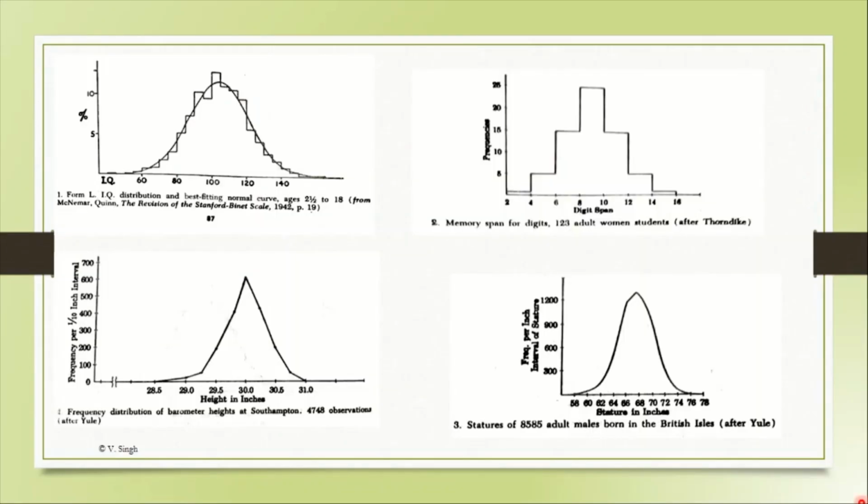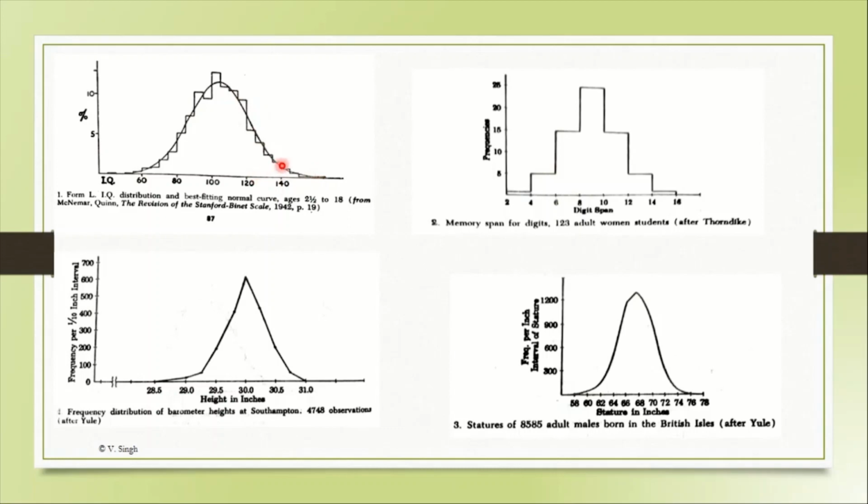Observe the four graphs carefully. All these graphs are showing results of findings on human attributes like memory span, height of individuals, and also the IQ distribution. If we observe the graphs carefully, in all these graphs, majority of the frequencies are lying in the middle of the curve. That we can see in all the curves that majority of the frequencies are in the middle. That is, people having average height, average memory span, and average IQ level are maximum in number.